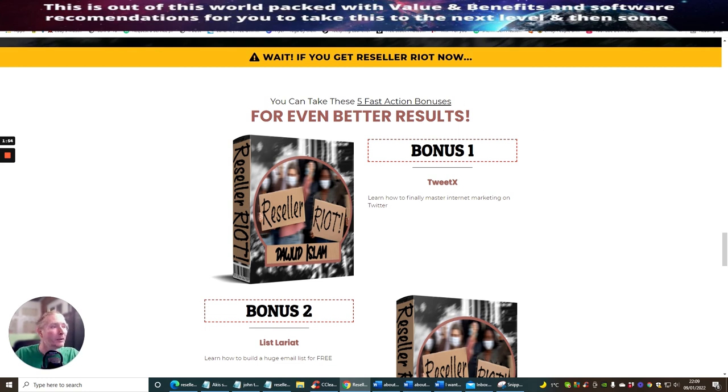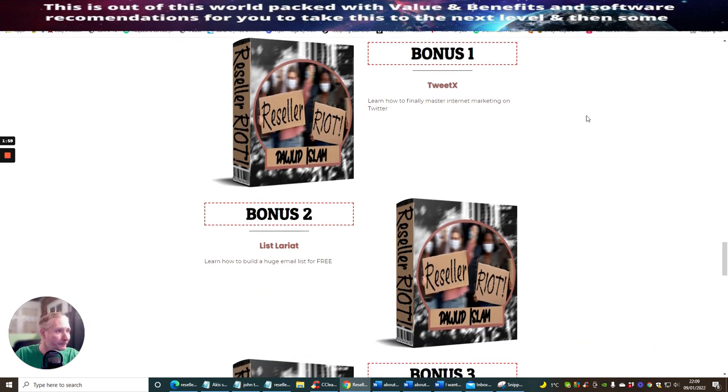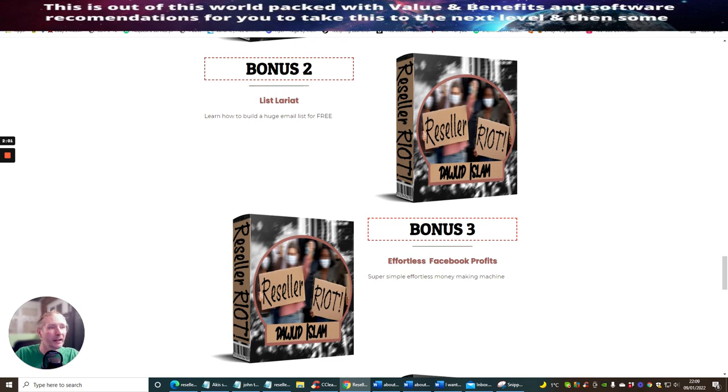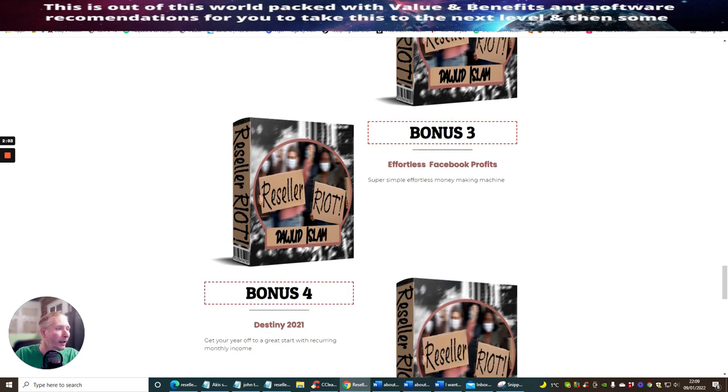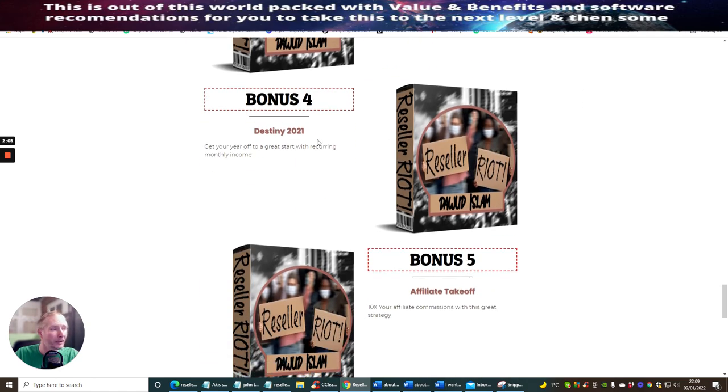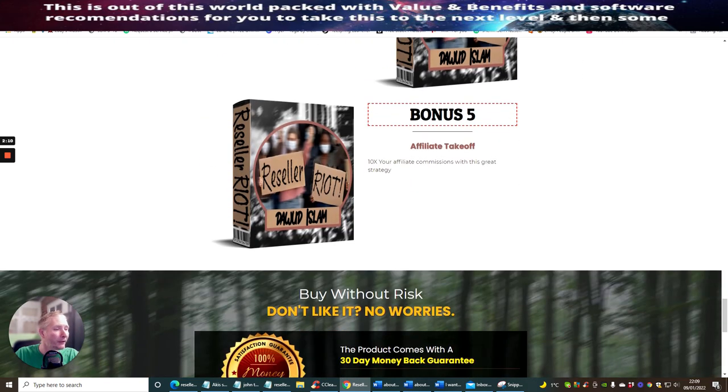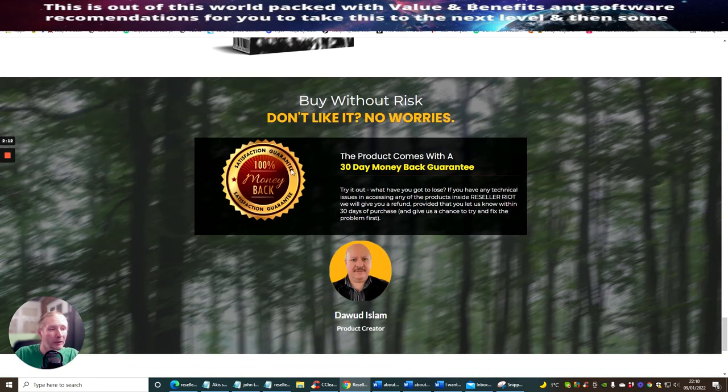You're also going to get 5 fast action bonuses. Bonus 1 is TweetX, bonus 2 is List Lariat, bonus 3 is Effortless Facebook Profits, bonus 4 is Destiny, and bonus 5 is Affiliate Takeover. It comes with a 100% money back guarantee. Please do not abuse this, otherwise you will be blacklisted and you'll never be able to buy from us again. But give it a go. I cannot understand for the life of me why you would want to return this.